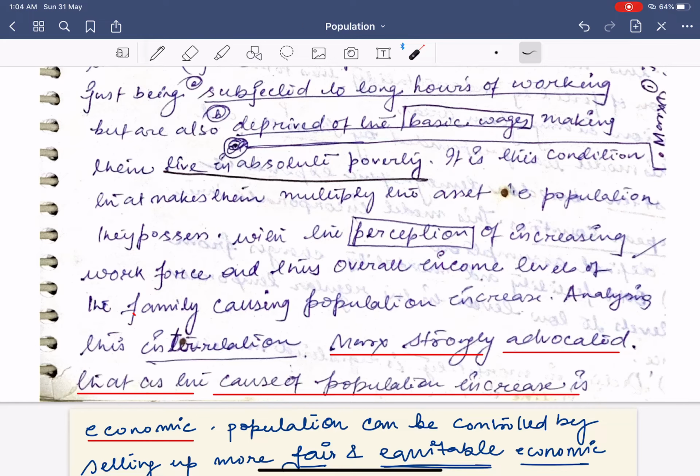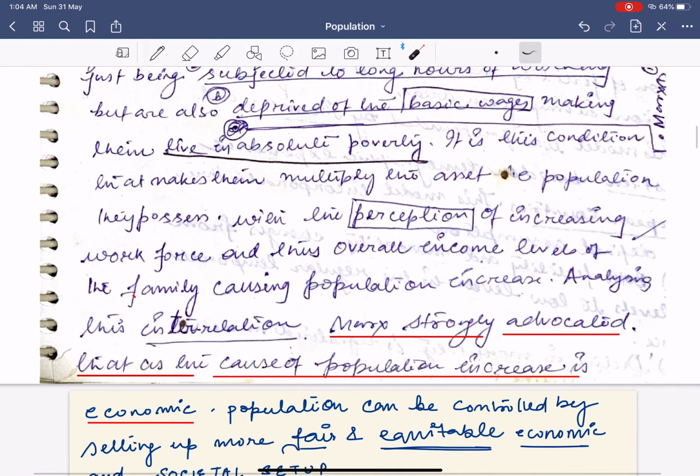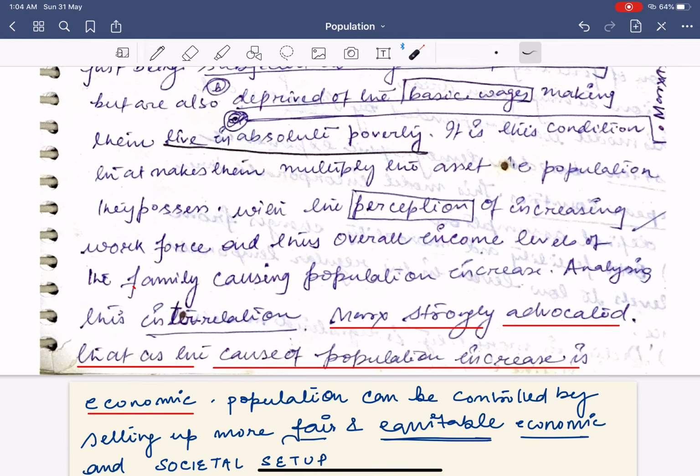They develop the perception that we can multiply the assets only when we have more people working, and as a result, the population which is poor, which is deprived of resources, has more children when compared to the population that has more resources. We can see that in India's urban-rural setup. We have already seen these things.